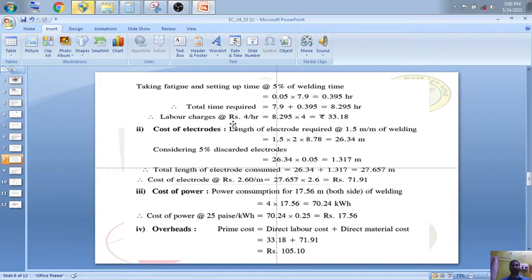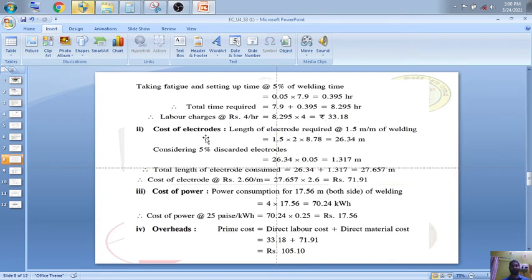So labor charges is rupees 4 per hour. That means if the laborer welds for 1 hour, we have to pay him 4 rupees. So he has to weld 8.29 hours. So 8.29 hours multiplied by 4, that is 33.318, is the cost of the labor.